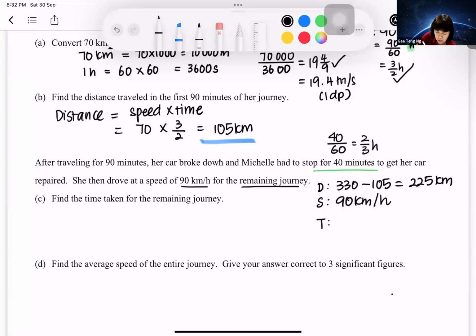So time taken, time will be given by distance divided by speed. So the distance is 225 kilometers divided by 90 kilometers per hour. 225 over 90. That gives me 5/2 or 2.5 hours.